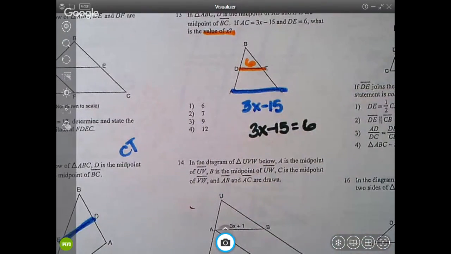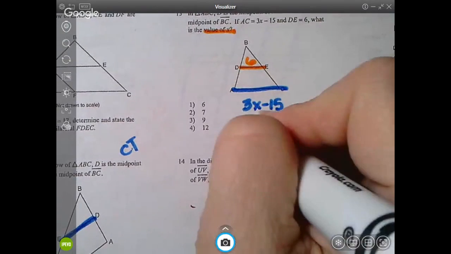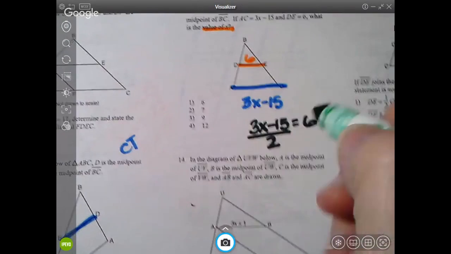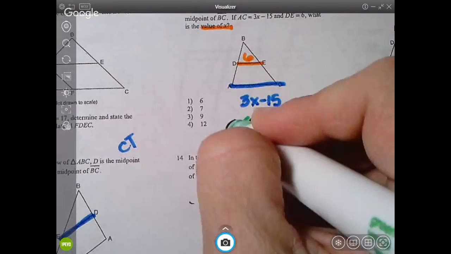So one person said it should be this. Kyra. You could do that. You could do 3x minus 15 divided by 2 equals 6. How do I get rid of the divided by 2, though? You multiply by 2.